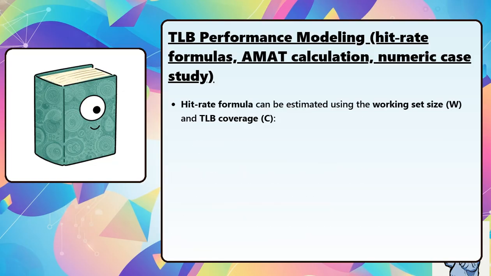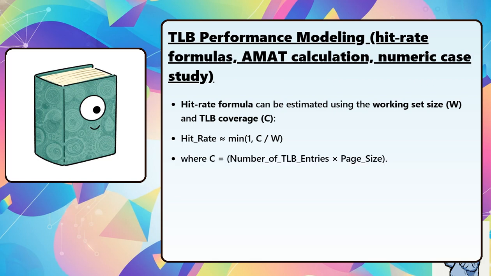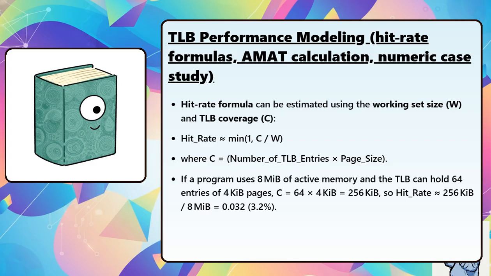Hit rate can be estimated using the working set size W and TLB coverage C. Hit rate approximately min of 1 and C divided by W, where C equals (number of TLB entries times page size). If a program uses 8 megabytes of active memory and the TLB can hold 64 entries of 4 kilobyte pages, C equals 64 times 4 kilobytes equals 256 kilobytes. So hit rate is approximately 256 kilobytes divided by 8 megabytes equals 0.032, or 3.2%.